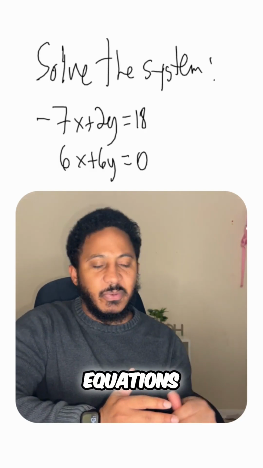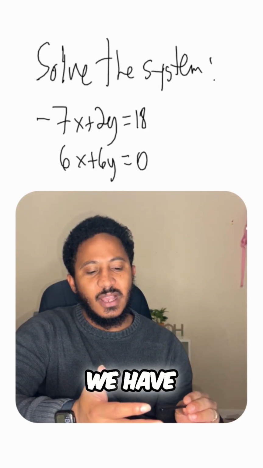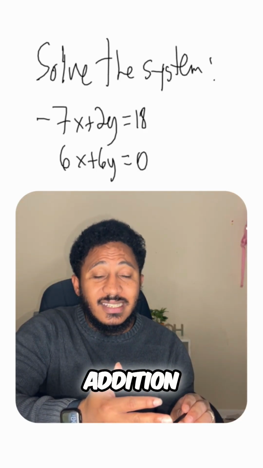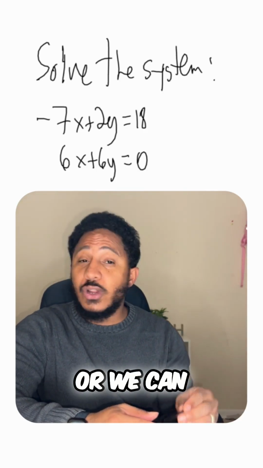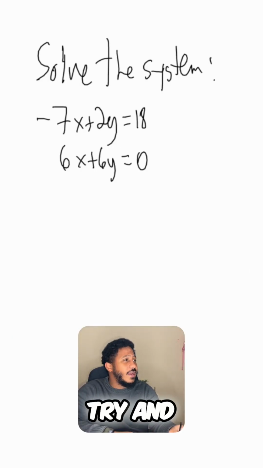So when solving a system of equations, there's a few different methods that we have to solving systems. We have substitution, addition, we can even graph or use matrices. But here, let's try substitution. It's usually one of the quicker ways to try and solve a system.